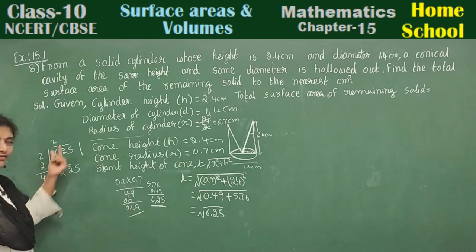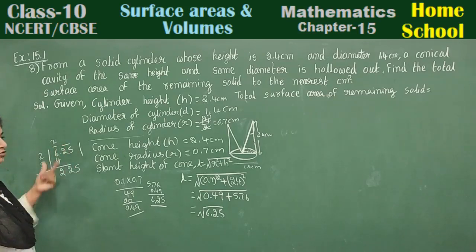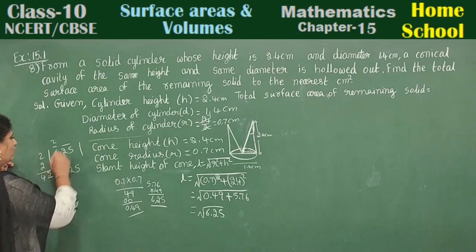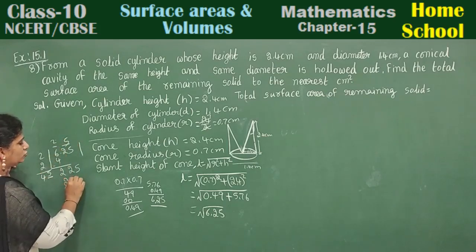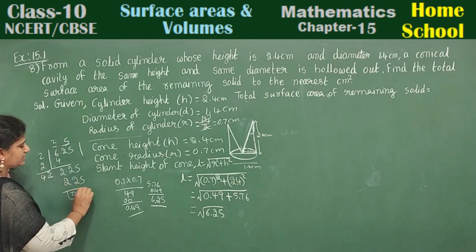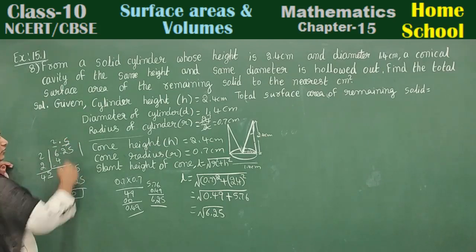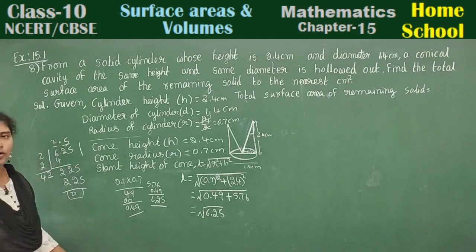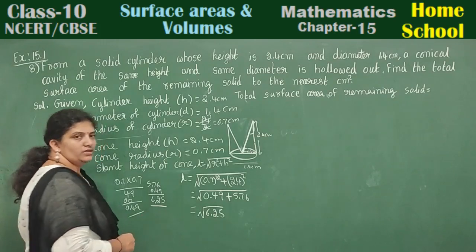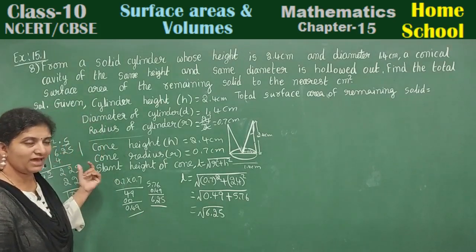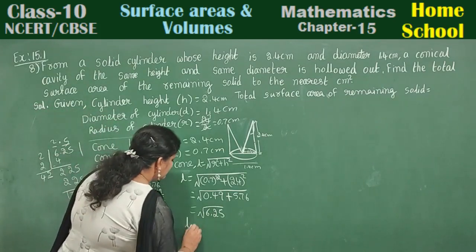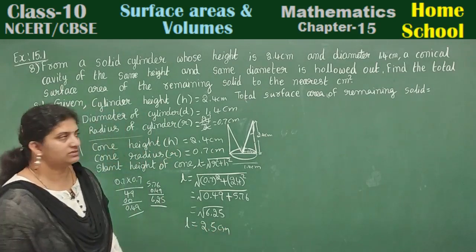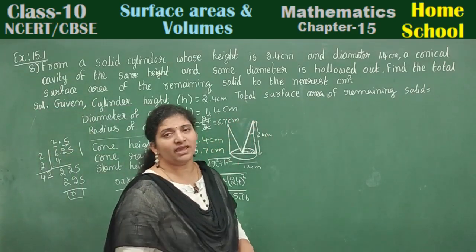Now you choose a number such that this number and this number should be the same. That means 41 ones are 41, 42 twos, 43 threes, like this. If we see, you are going to get 45 fives are 225. Yes. Here you can put a decimal. Therefore, the square root of 6.25 is 2.5. That is, slant height L is equal to 2.5 centimeters.